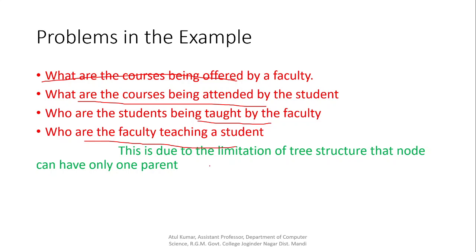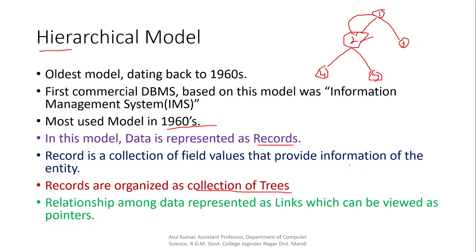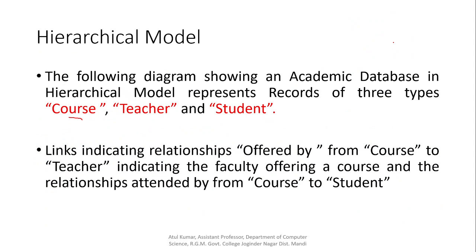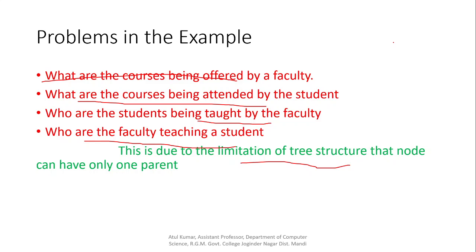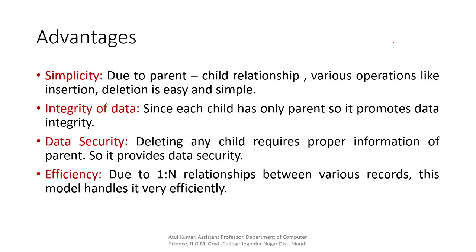So this is due to the tree structure that I have discussed earlier. This one is a tree structure, as there is no relationship between one child and another child. So we can't make a relationship between one child and another child in the case of the hierarchical model, and this is the main limitation of this kind of model.